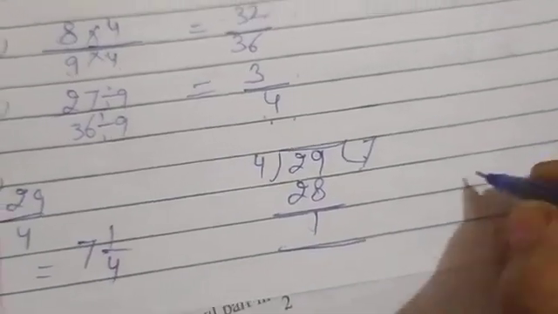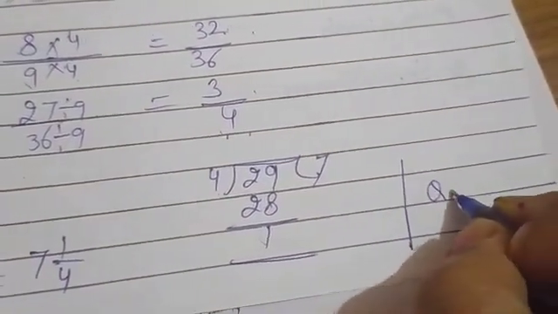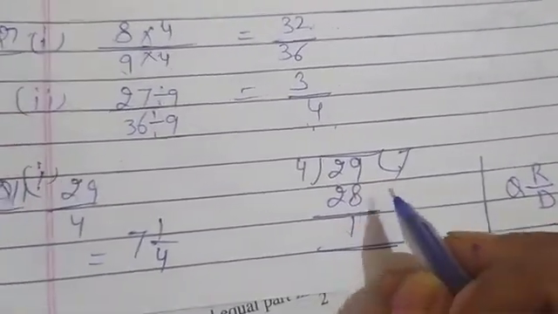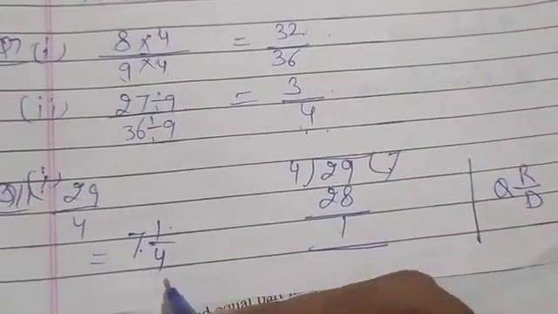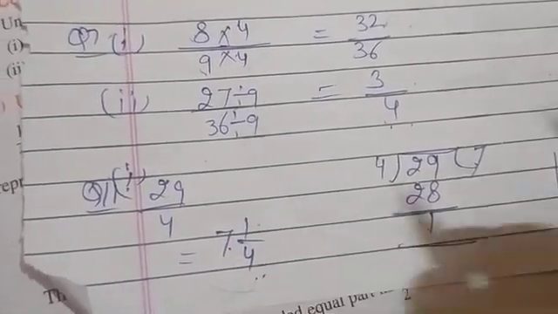So the formula for writing into a mixed fraction is: the quotient is in the middle, then remainder upon divisor. So here the quotient is 7, the remainder is 1 and the divisor is 4. So in this way you can write an improper fraction as a mixed fraction.